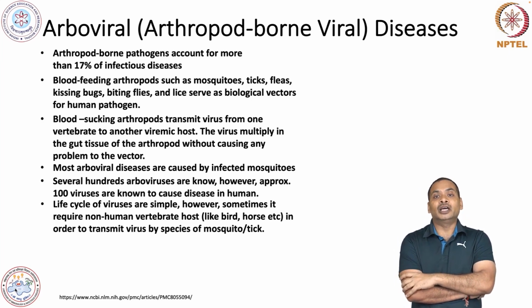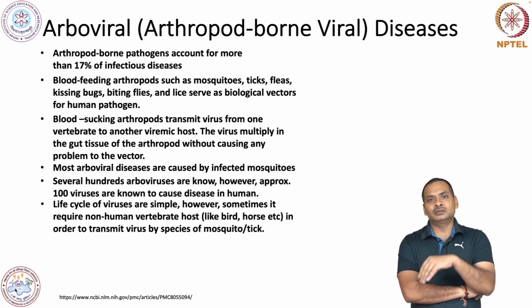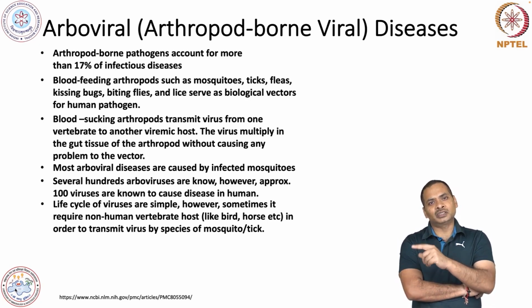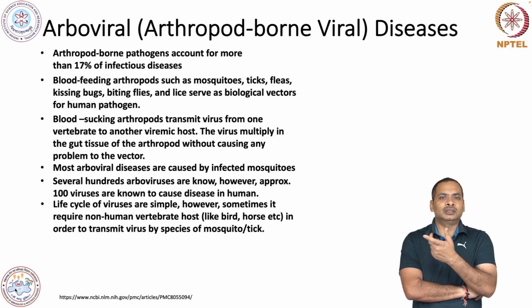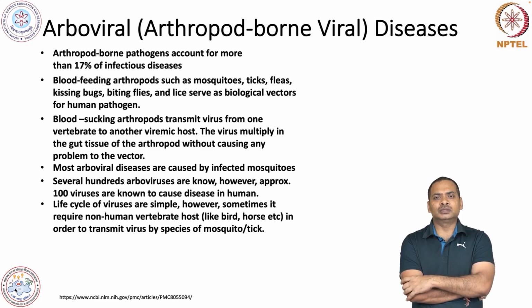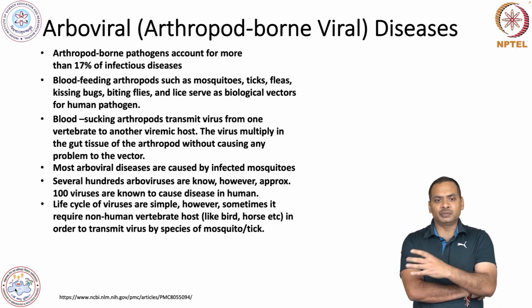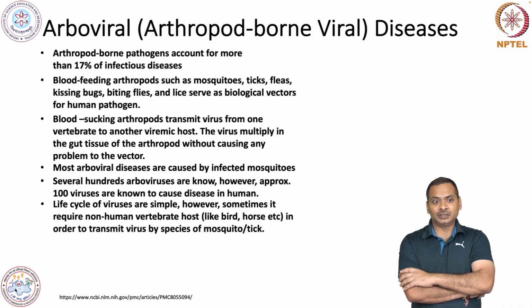Like birds, sometimes there is a bird cycle also. Okay. They infect the bird and then in the bird they will multiply to greater numbers. It could be a bird, it could be a horse, in order to transmit the virus by a species of mosquito or tick. Okay.